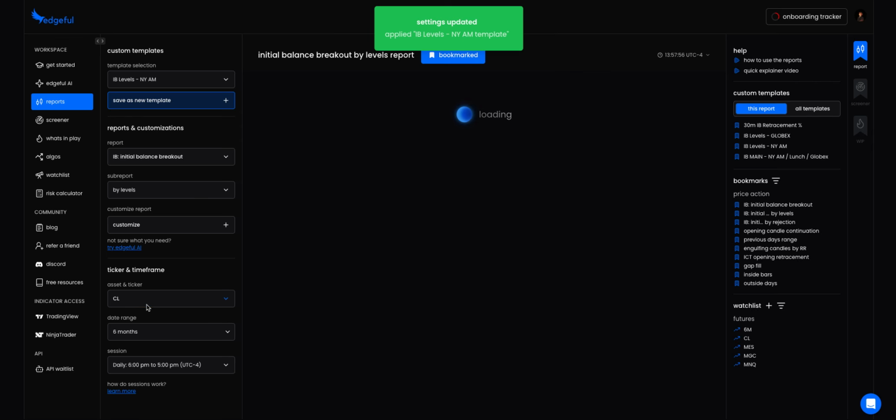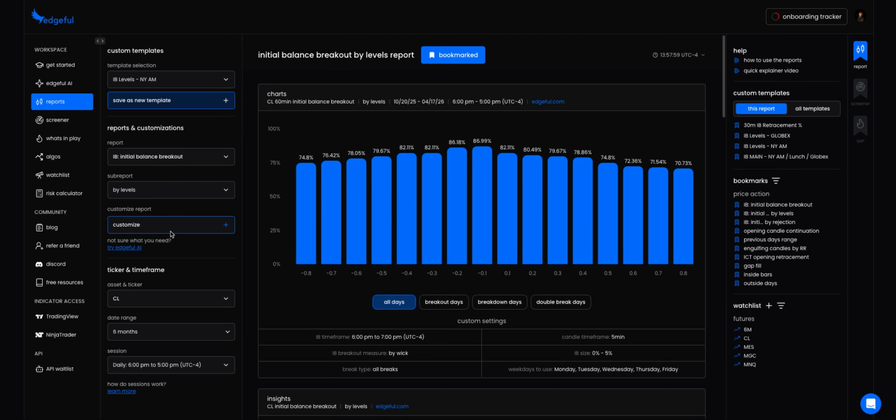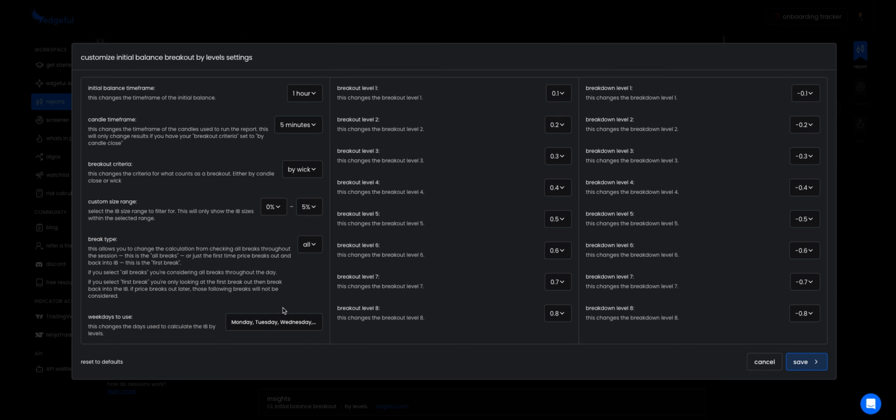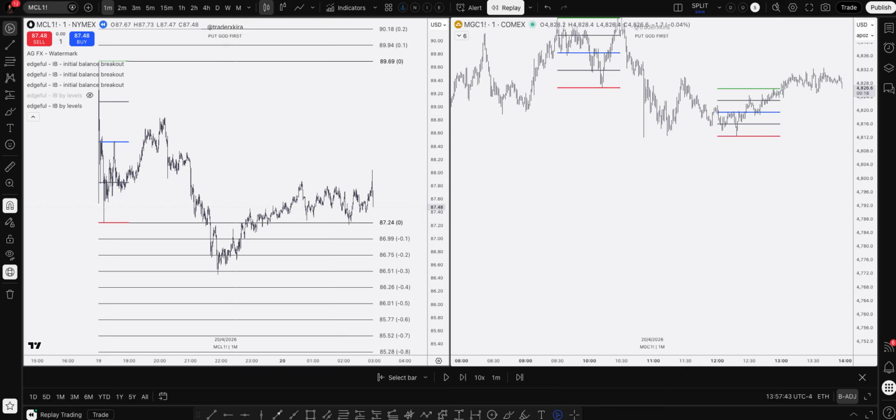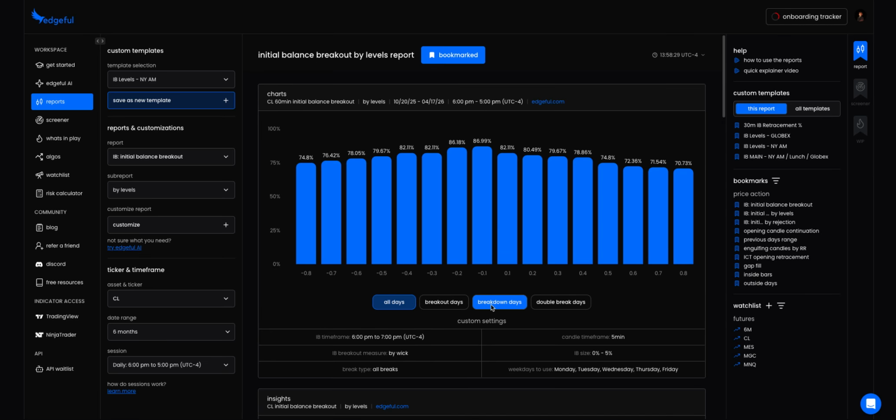So daily, we are on CL, perfect, and I'll just customize this just so you can see what I'm talking about. When I'm on Edgeful, I can have all the days selected, but you can see my ranges, right? 0.1 to 0.8, and then -0.1 to -0.8, depending on if it's a breakout or a breakdown. If I hit save, what I'm looking for in this case, because that CL setup was a breakdown, right? So here's -1, -2, -3. Let's just keep in mind -1, -2, -3. Or 0.1, 0.2, 0.3, excuse me. And I'll go to breakdown.